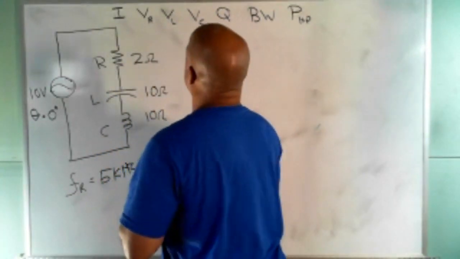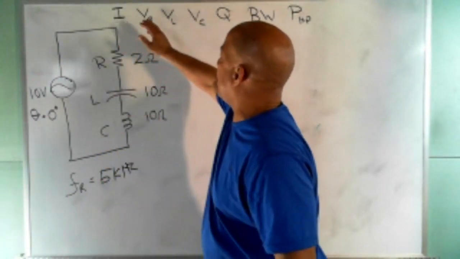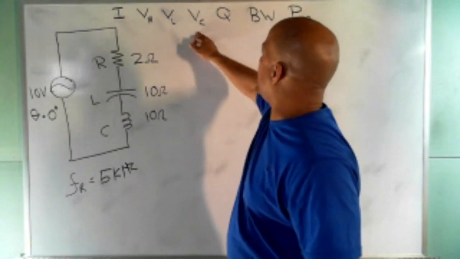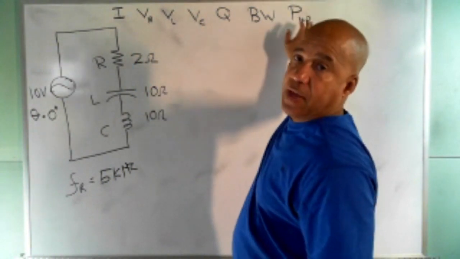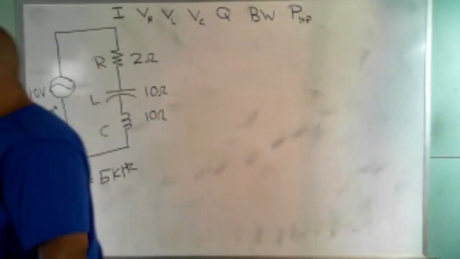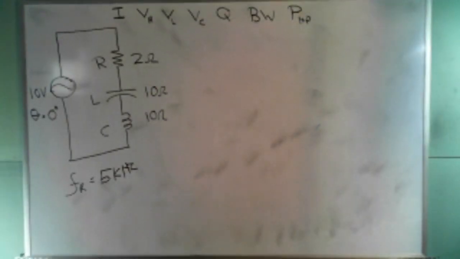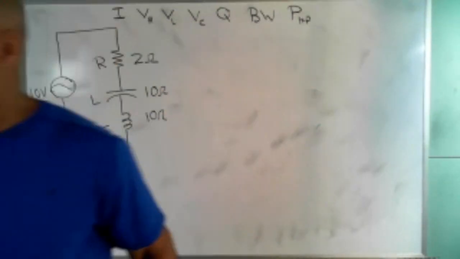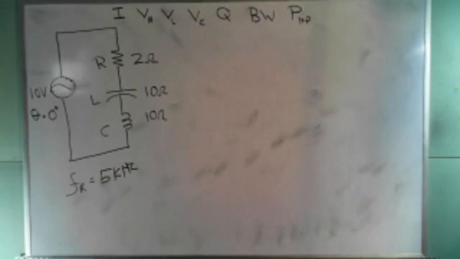And they want you to find all these values: the current, the voltage across all the components, the Q, the bandwidth, and the power at the half power point. So I'm going to be quiet. You look at those equations that I gave you. Look at the notes. See what you can figure out. I'll be quiet, let you work, and then we'll come back and solve it together. And then it'll be time for us to sign off.